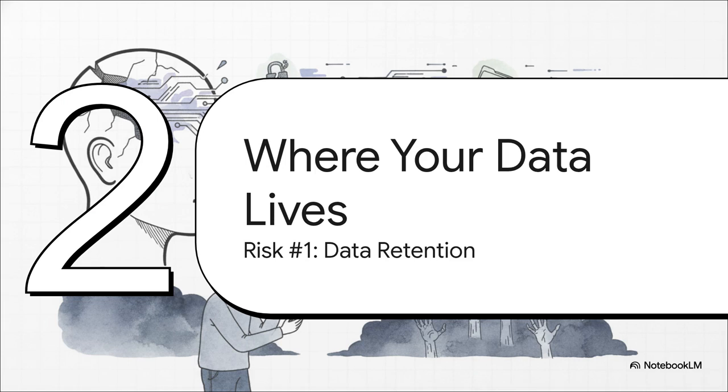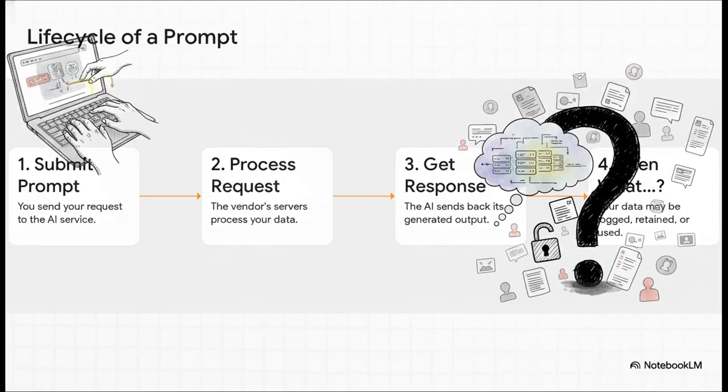Okay, so let's get specific. We're going to break this down into 3 big risks. And risk number 1 is what we're calling the data retention dilemma. In other words, what in the world actually happens to your data after you get your answer back? Just imagine the journey your prompt takes. You write it, you hit send, it travels across the internet to the vendor's massive server farms. They process it, the AI does its thing, and it sends a response back to you. So far, so good, right? But it's that 4th step that's the big black box. Is your data instantly deleted? Is it logged for 30 days? Is it stored forever? That question mark, that's where all the risk is hidden.